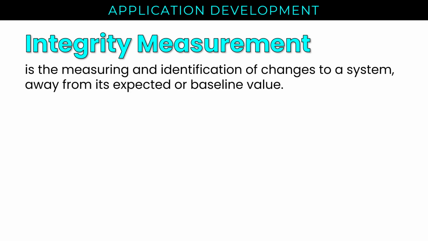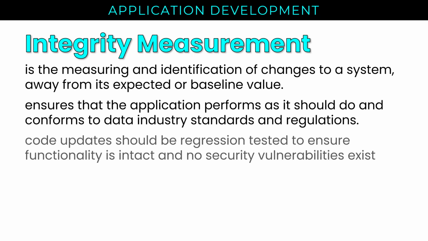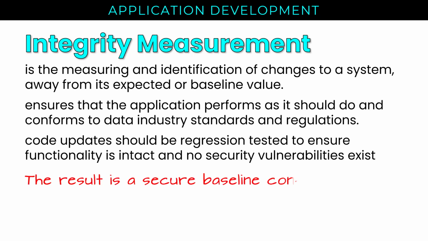Integrity measurement. So this is measuring and identification of changes to a system away from its expected or baseline value. So this ensures that the application performs as it should and conforms to data industry standards and regulations. So code updates should be regression tested to ensure that functionality is intact and no security vulnerabilities exist. The result is a secure baseline configuration.